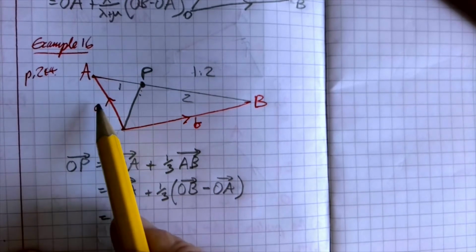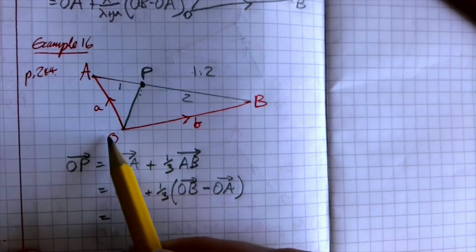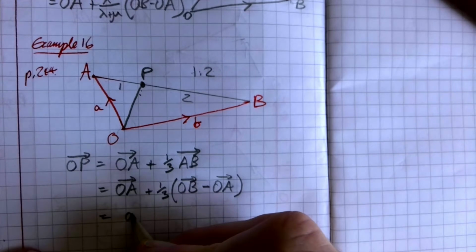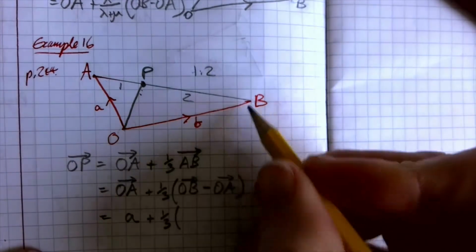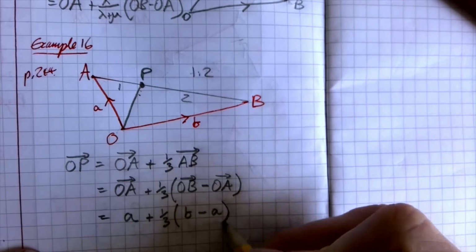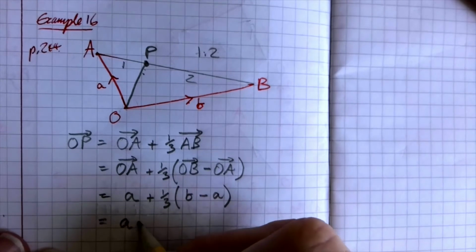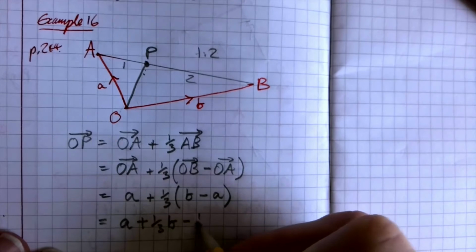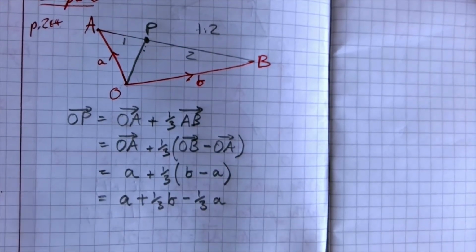Now I'm going to write it in terms of A and B, because that's what we're going to need to be expressing it in. So OA is A, then I'll have 1/3, and in brackets I've got OB, which is B, take OA, which is A. All we need to do is expand this bracket, which is going to give me A plus 1/3 B, take 1/3 A. And then we've just got a little simplification to be done at the end.